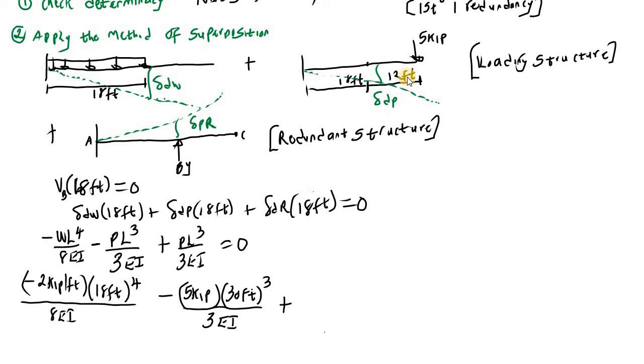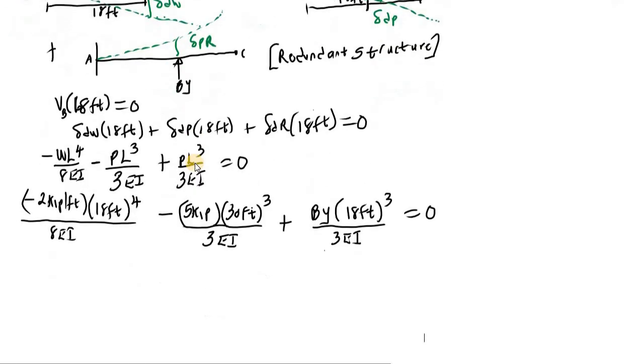Then plus, now this is for the redundant load. What is the value of P? That is the load, and the load is the reaction BY. So this is plus BY, multiplied by the length L. What is L? L is 18 feet, the distance from the fixed support to the support reaction. So this is 18 feet raised to the power of 3, divided by 3EI, and this equals 0. All you need to do is calculate these values.